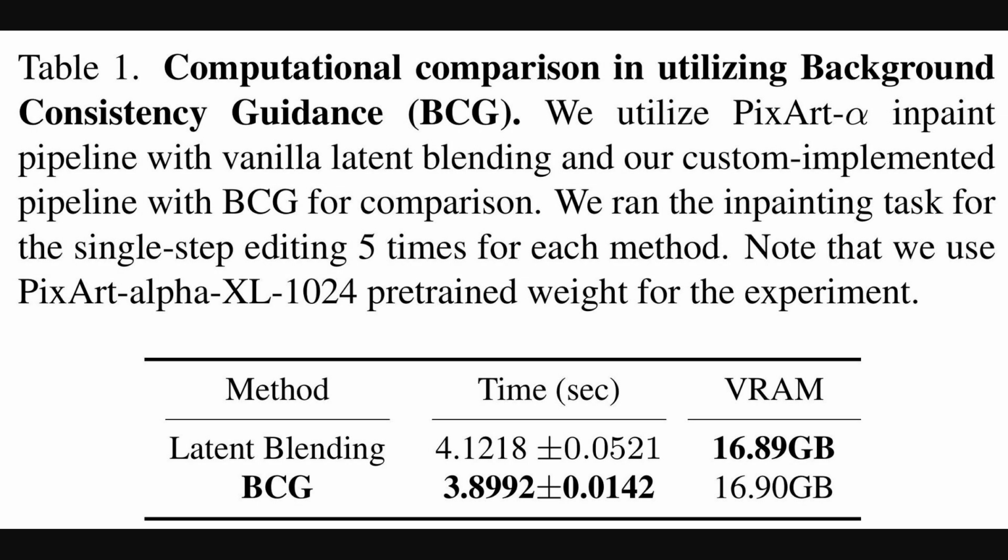Okay, so speaking of that background consistency guidance, this table offers a direct computational comparison. It pits their background consistency guidance approach against a more standard image editing technique called latent blending. The comparison focuses on two key performance measures: processing time in seconds and VRAM usage. VRAM, or Video Random Access Memory, is the dedicated memory on a graphics card, essential for these AI tasks. The numbers show that background consistency guidance is noticeably faster, completing the task in about 3.9 seconds versus over 4.1 seconds for latent blending, while using virtually the same amount of Video Random Access Memory. This really highlights its efficiency.